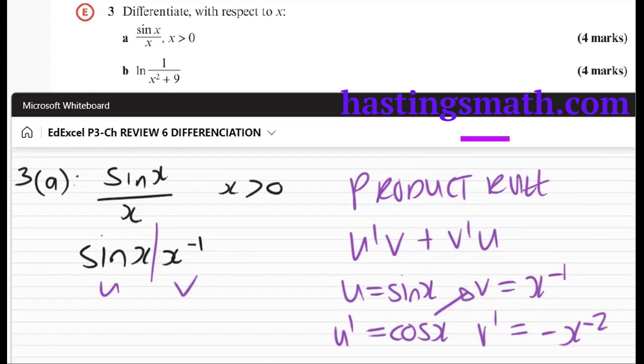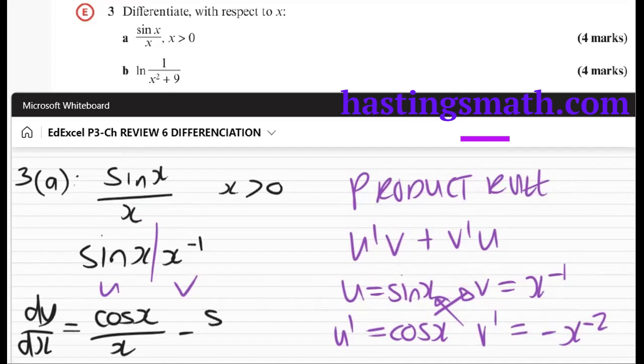So x to the minus 1 is just 1 over x. We could say dy dx is going to be cos x over x. And then we want v dash u. Negative x to the minus 2 is just 1 over x squared, so that's going to be minus sine x over x squared.